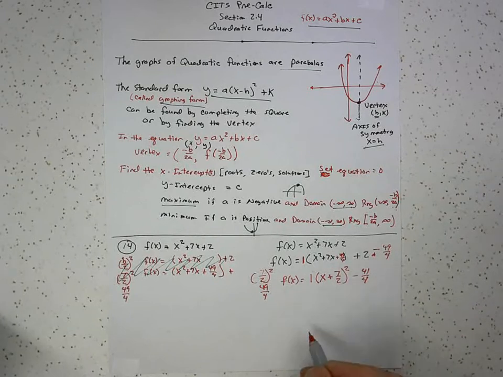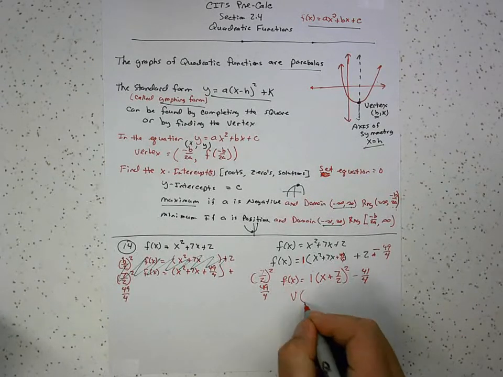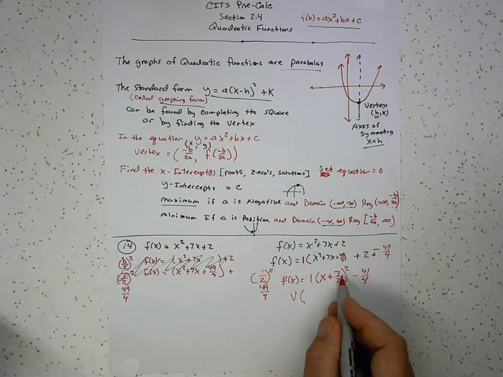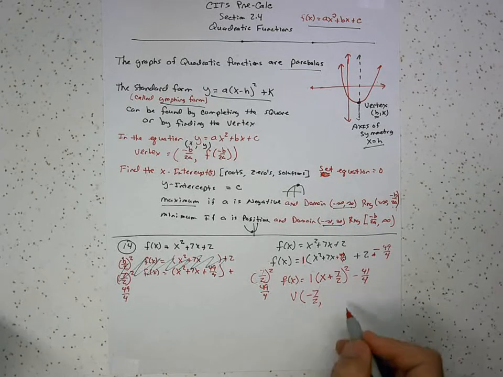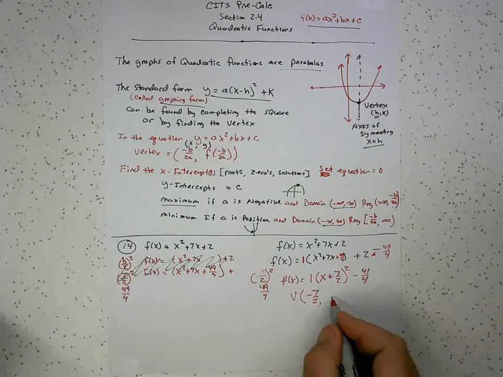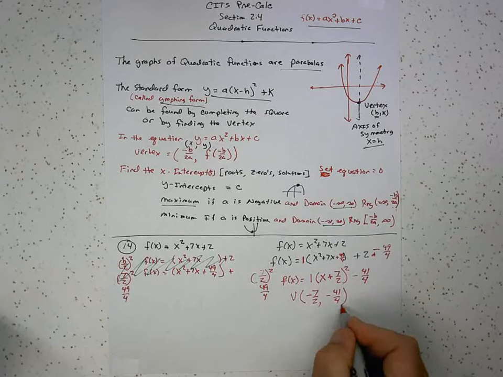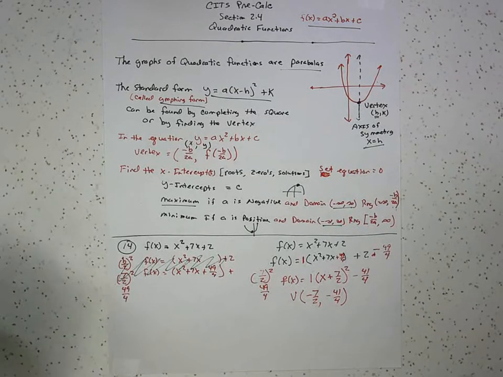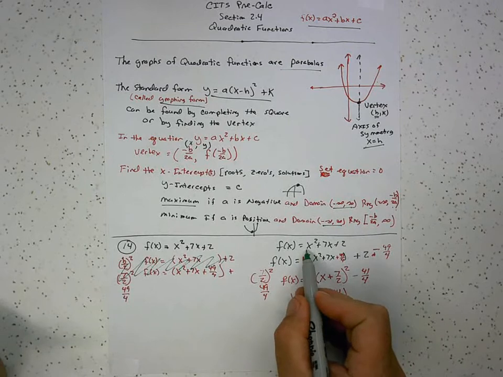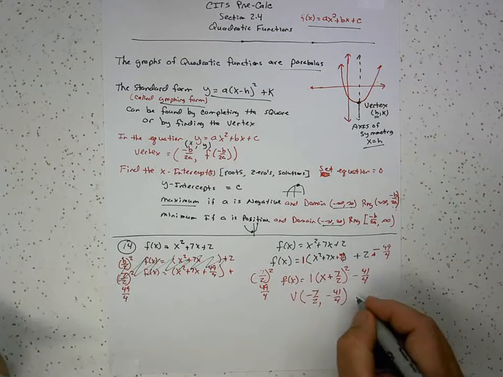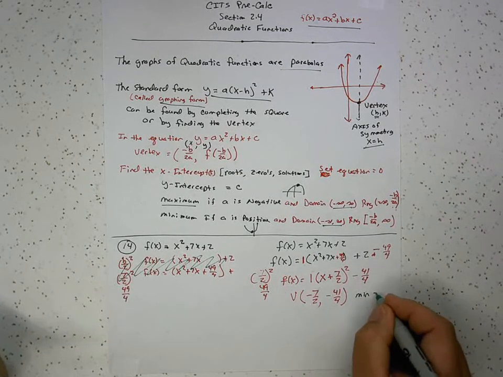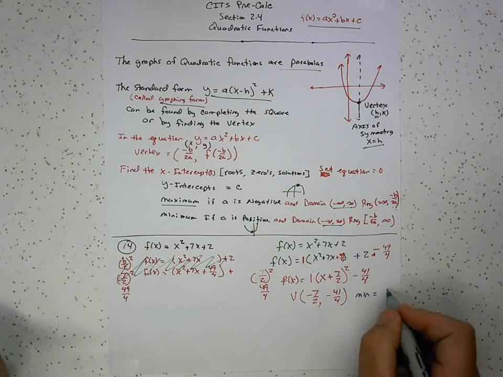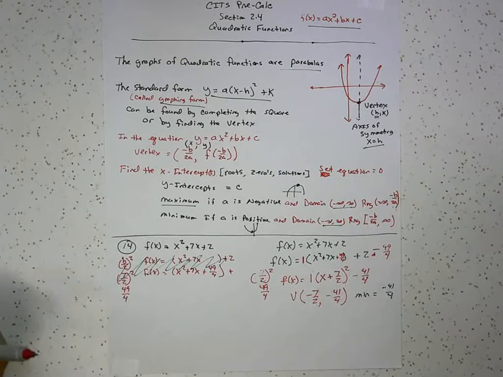Okay, once we have that, we know the vertex. The vertex is always the opposite of what's in the brackets, the same as what's outside. Now I'm going to answer a couple of questions. Is this going to be a maximum or a minimum? This graph is opening up, so therefore it's going to be a minimum, and that minimum is going to be equal to that value. Okay, the y value of the vertex.